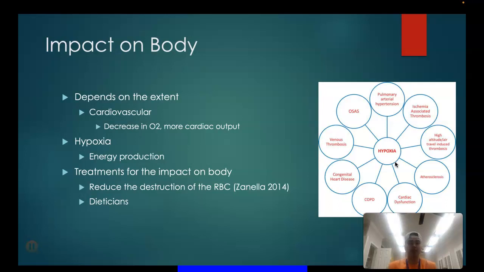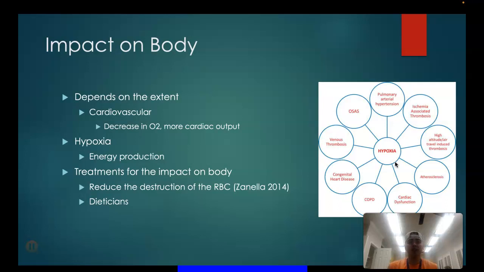Now, this impact has different treatments. The treatment is to reduce the destruction of red blood cells. This means that someone with anemia may have to go in for blood transfusions, or they have to take immunosuppressants if it is the autoimmune type. Maybe they're on medication for it, as well as supportive care.